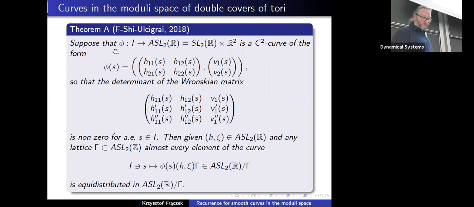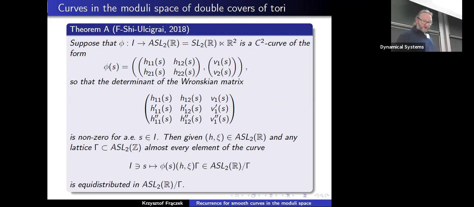Okay, so we consider any smooth curve in the semi-direct product, and we assume that this guy satisfies a non-degeneration condition, which is expressed in the language of non-vanishing of the Wronskian of the first row of our curve. And finally, we assume that this Wronskian is non-zero for almost every parameter.